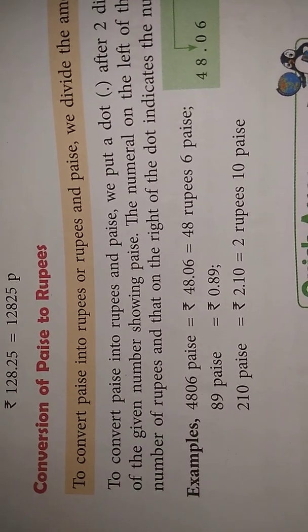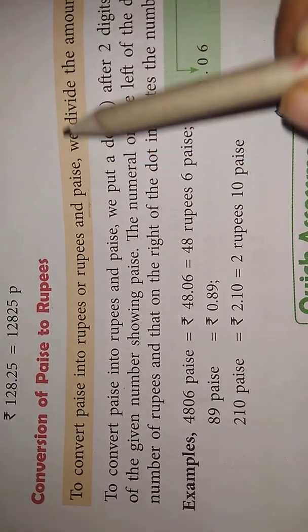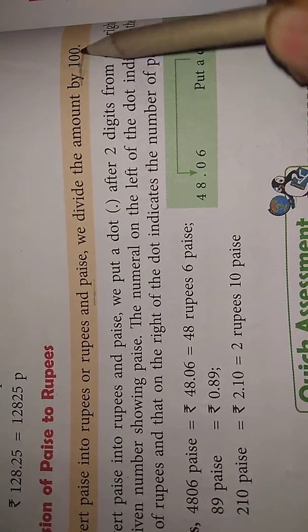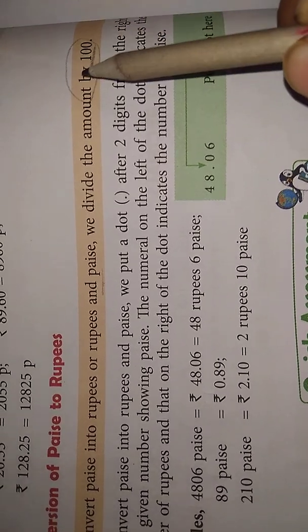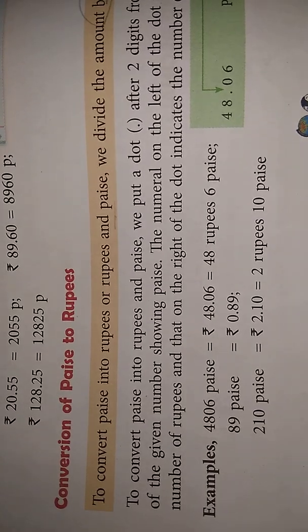Conversion of paise to rupees. Now to convert paise into rupees and paise, right, we divide the amount by 100. We will simply divide it by 100. But there is one more shortcut. What will that be?